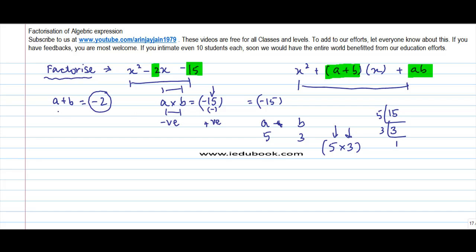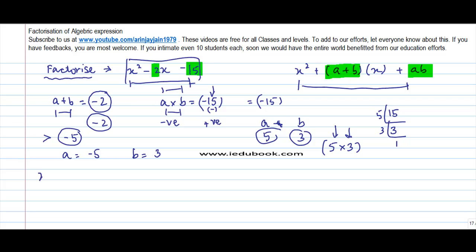But what we also know is that the sum of these two numbers is a negative number, which means that the bigger number has to be negative. Therefore, out of 5 and 3, let's say a is equal to minus 5 and b is equal to 3. So rewriting this equation, x squared minus 2x minus 15 can be written as x squared minus 5x plus 3x minus 15.